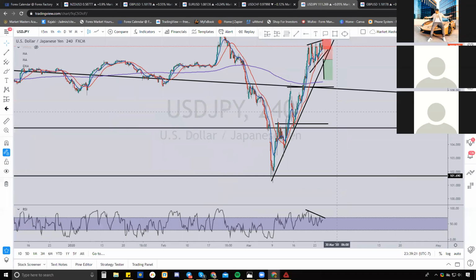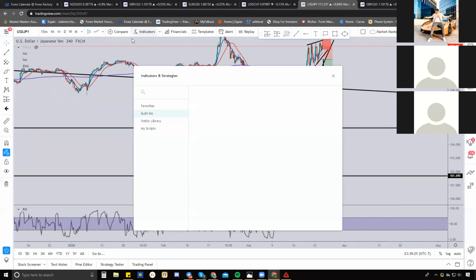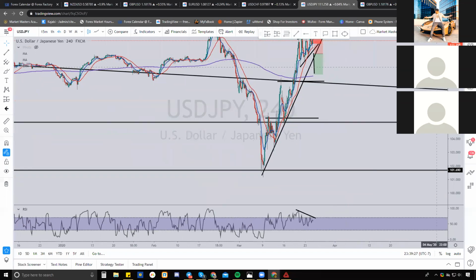Now, someone asks, where can you find RSI? RSI is under the indicators tab. You click on here, look up RSI, add it onto your chart.